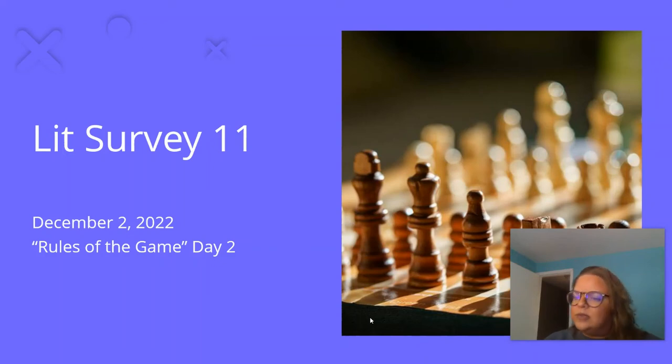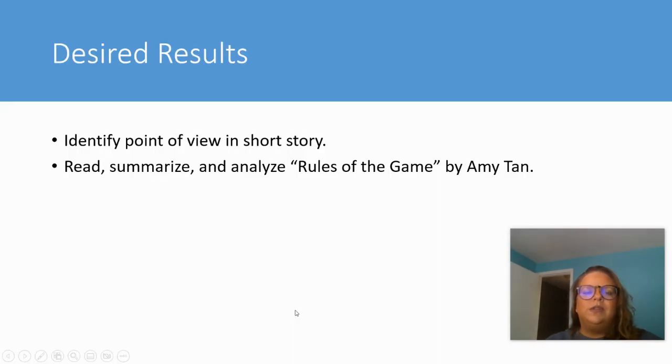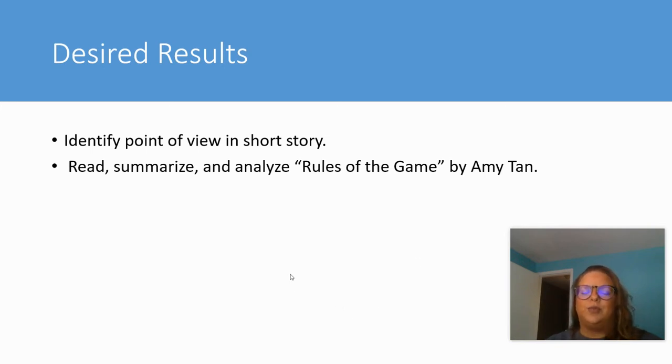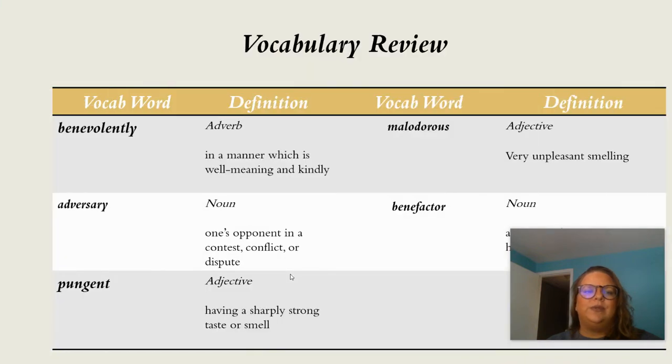So we are on Rules of the Game Day 2, which will be taking us to our L6 assignment. So we are going to continue reading, and we're going to identify the points of view in the story, read, summarize, and analyze Rules of the Game. Those are our desired results.